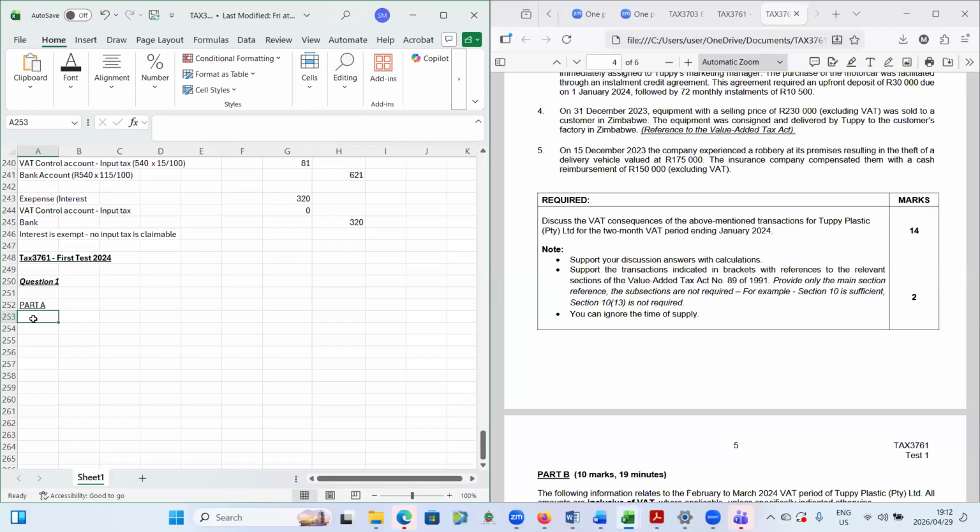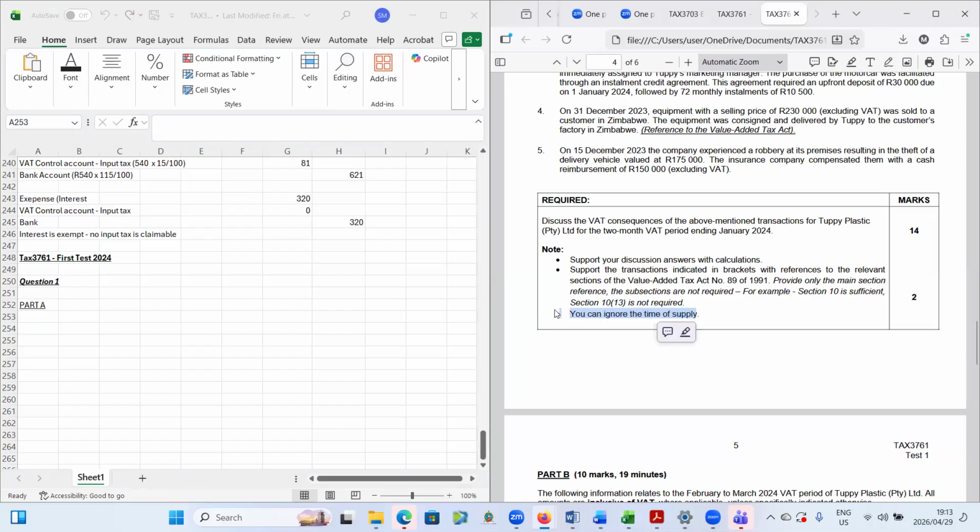Remember, there are some transactions which are zero-rated. Clearly specify that the transaction is zero-rated. And there are some transactions where input tax is denied. You have to state that here input tax is denied. If it is a deemed supply, state that this is a deemed supply and output tax is levied. That's what they need you to do. As well, you have to explain the value of supply and the time of supply on a transaction if they ask for VAT implications. However, in this case, they said we must ignore what? Time of supply.